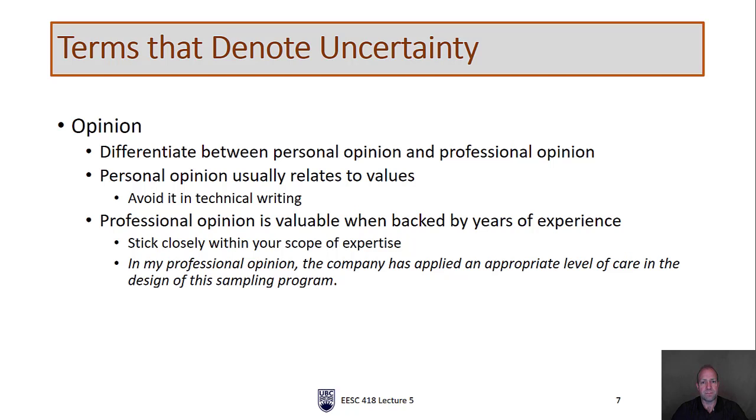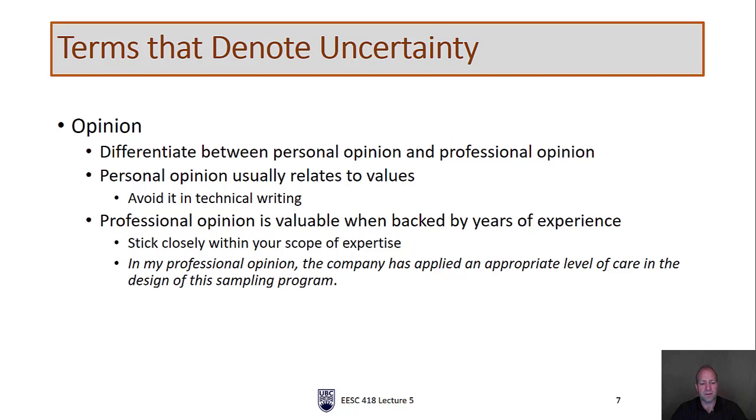Opinion is an interesting one because we have a personal opinion and a professional opinion. And if we're giving an opinion on something, we really need to differentiate between our personal opinion and our professional opinion. So our personal opinion usually relates to some value, something that we think should or shouldn't happen, and it will also relate back to our beliefs and thoughts that we've discussed previously. So we should avoid bringing our personal opinion into technical writing. In fact, it will almost always make us look biased, and that can be fatal to a scientist. It's not good for our credibility.